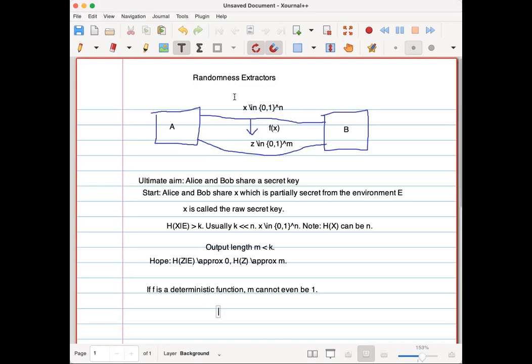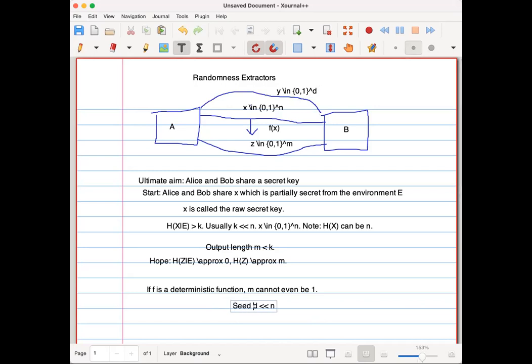So what Alice and Bob do is that, now it is time to extract a truly secret key. They first exchange another uniformly random string. But this string can be public. D will be much smaller than n. This is called the seed length. Let me explain what it means.